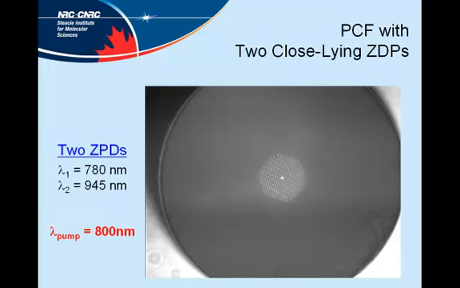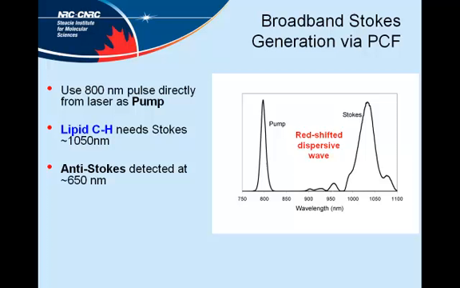So we have chosen this particular fiber, which is actually commercially available, and it has these two zero dispersion points, and these are convenient because we're going to pump at 800 nanometers, so we'll be in between the two, and we'll get this red-shifted dispersive wave on the red side of that, which is very nicely convenient for lipid imaging, water imaging, and so on, because it's going to be around 1,000 nanometers, which is sort of a 2,500 to 4,000 wave number shift. So that's exactly what we want.